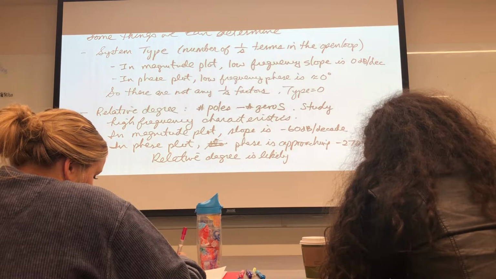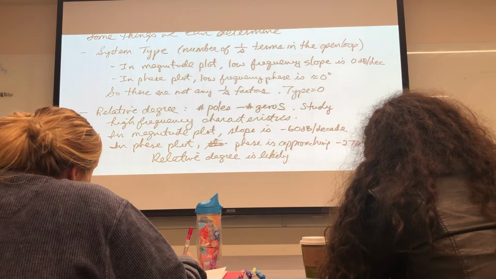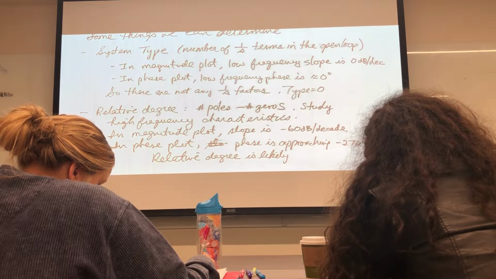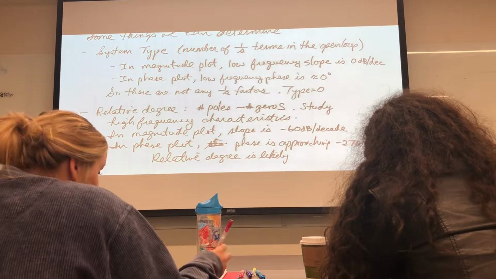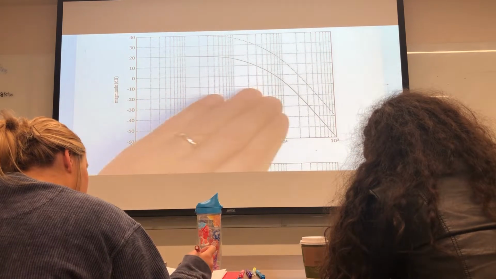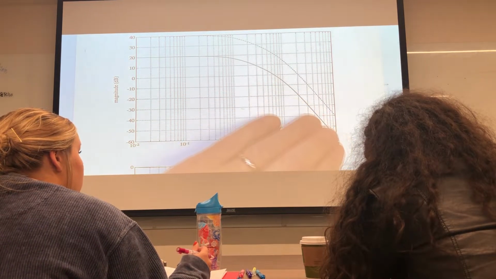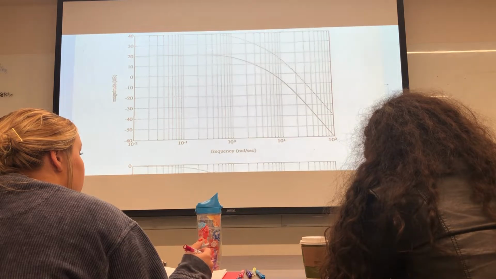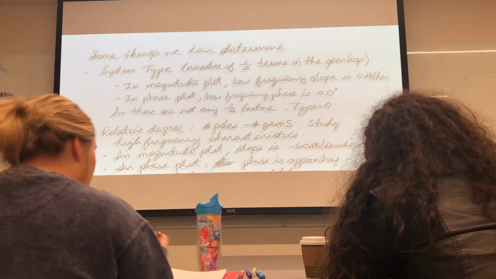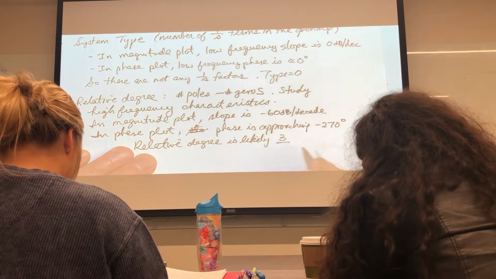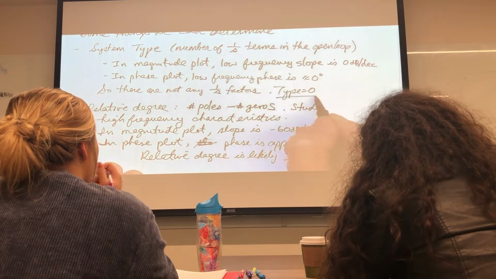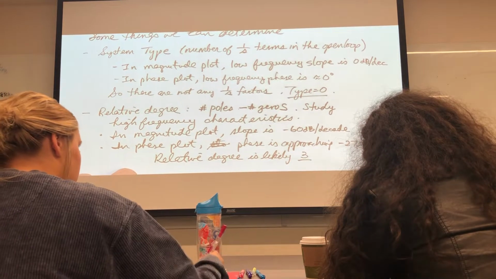What would be the relative degree? Any suggestions? What would cause the slope ultimately to be minus 60 dB per decade? 3? Very good. So it appears to be a type 0 system. Relative degree is 3.